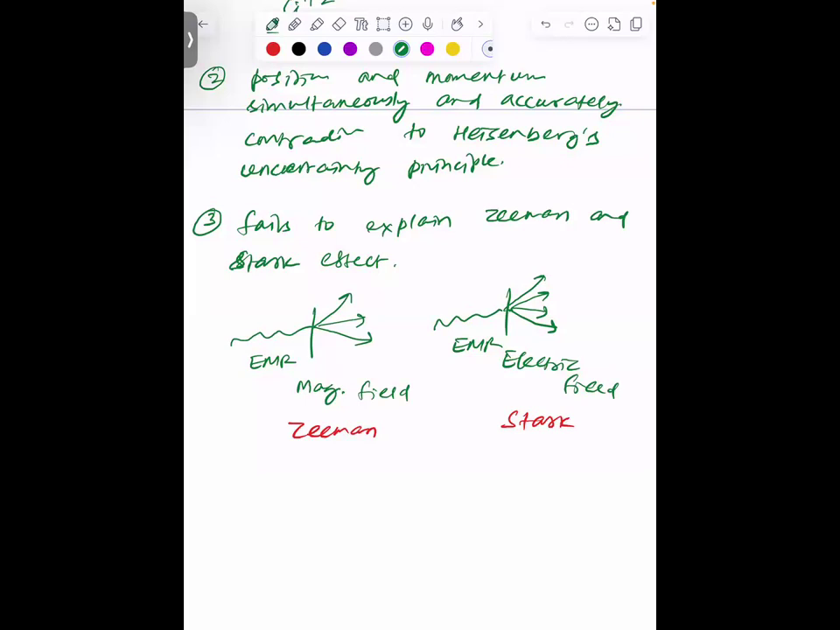So why does this splitting happen? It could not be explained by Bohr's atom model. Okay, so it is another limitation. Up to this, any doubt, students? If any doubt, then raise your hand or write down in the chat box.